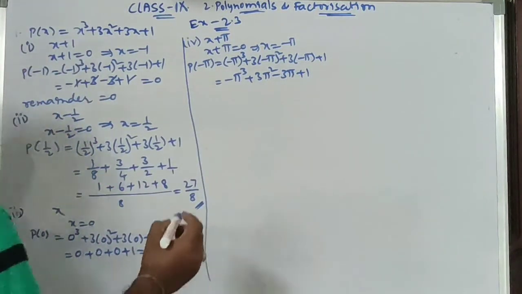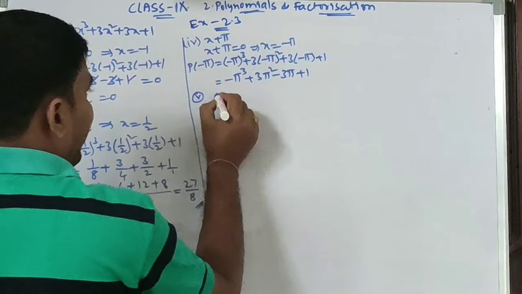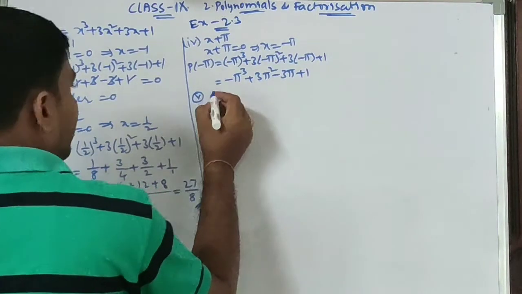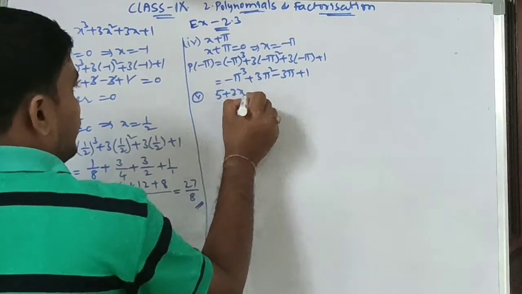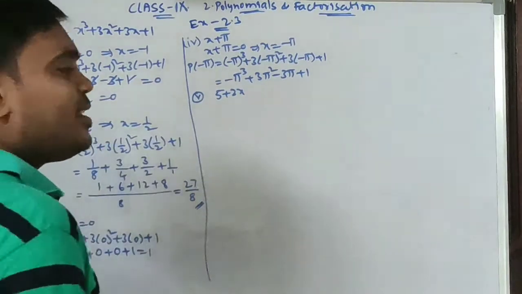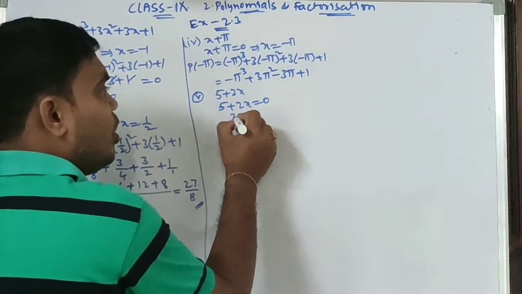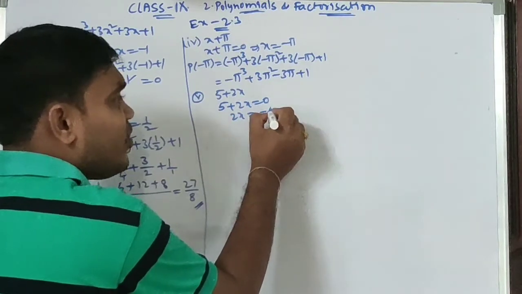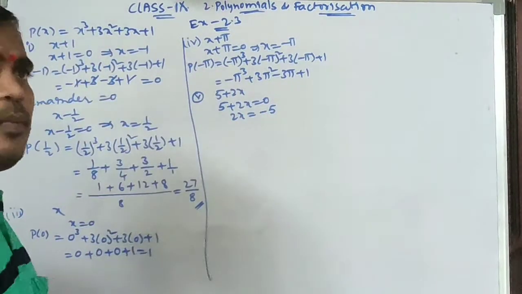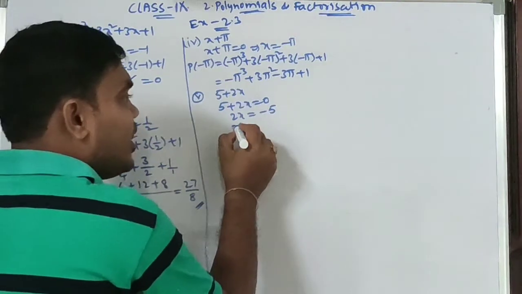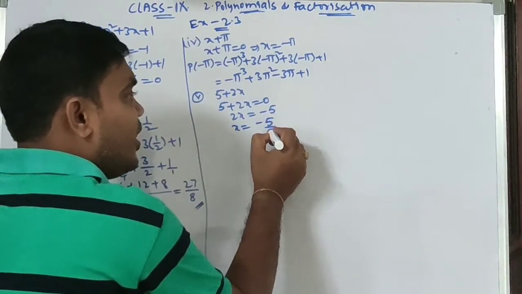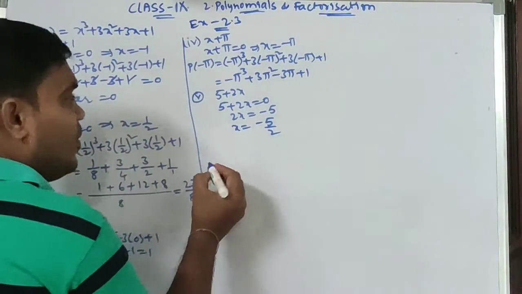Next, fifth one: 5 plus 2x. Make 5 plus 2x equal to 0. 2x equal to minus 5. This 2 bringing outside, x equal to minus 5 by 2. Substitute minus 5 by 2.